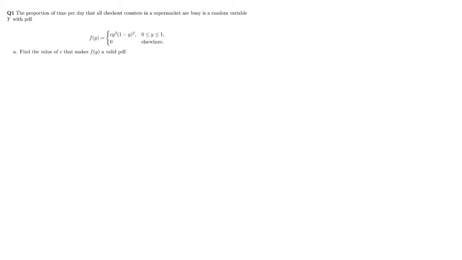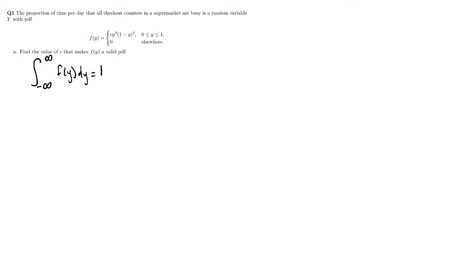All right, so we're given this PDF f of y here. And the first part of the question asks us to find a value of c that makes f of y a valid PDF. Now, for f of y to be a valid PDF, we require that the integral over all the values of y of f of y is equal to 1.